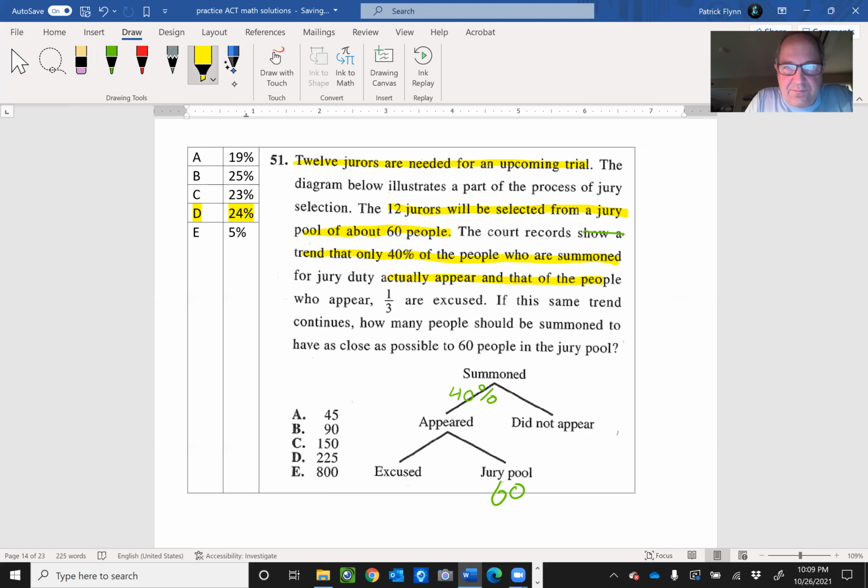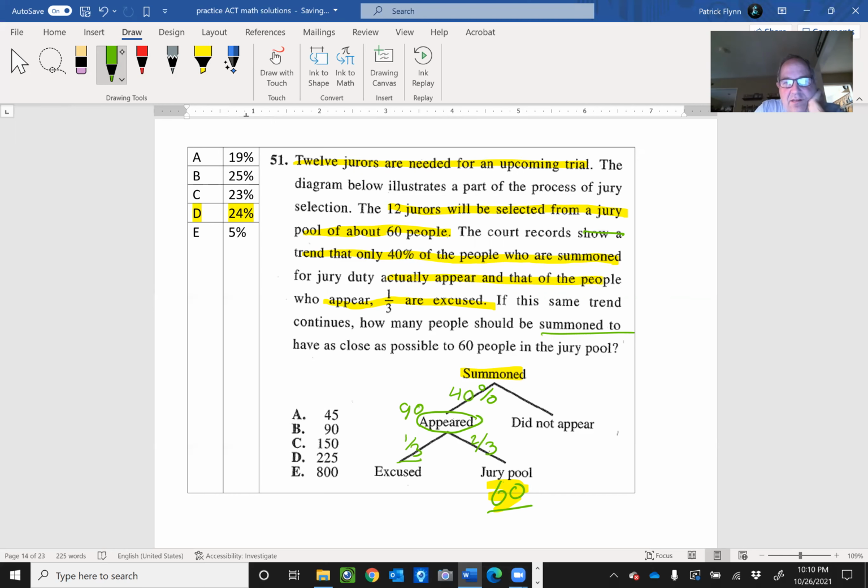And then of the people that appear, a third are excused. So a third of them are excused. How many should they summon, right? So we know how many should we summon to make sure we have 60 at the end. Well, if 1/3 are excused, I think 2/3 go in the pool, right? So I got to think of 2/3 of what number is 60. And the number that comes to mind is 90. 2/3 of 90, 60. We use our calculator for that.